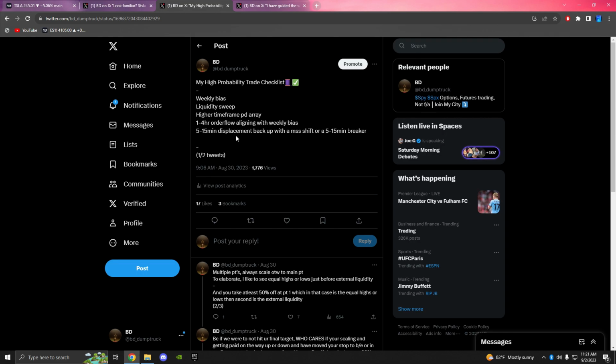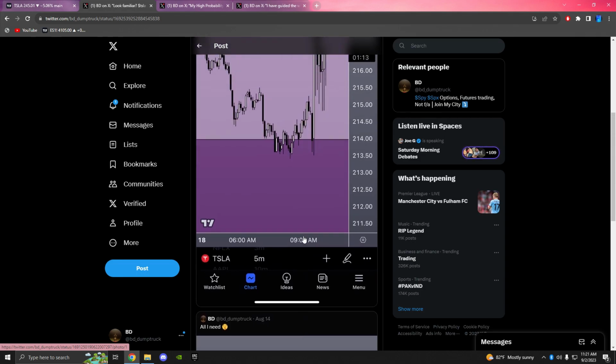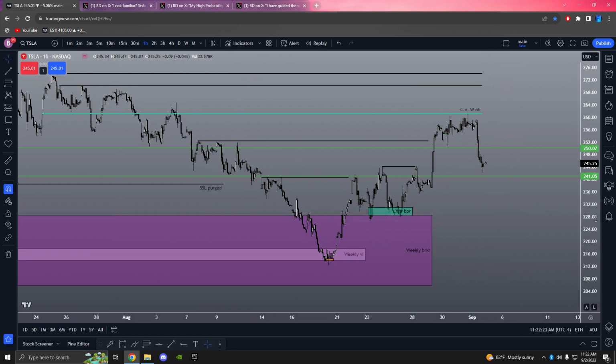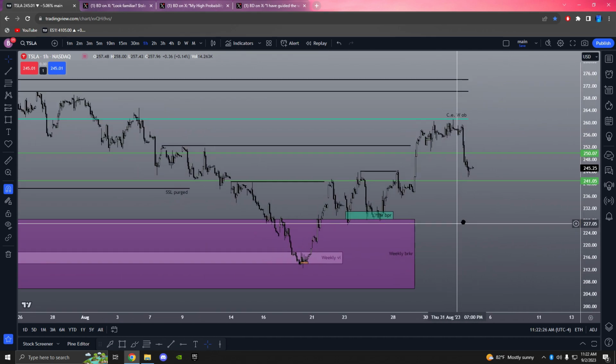But 5 to 15 minute displacement back up, and that's what I was talking about here, this breaker image, because I tweeted with Tesla. I said, look familiar, and here it was. I mean, you got your high, low, right in the sell side liquidity. Then it comes back up, comes back down, retests the bottom of the weekly volume imbalance, and then boom, displacement up above this high, fair value gap. It retraces back down, hits this fair value gap in the breaker, gone. That's why I said look familiar. I mean, the breaker forms everywhere.